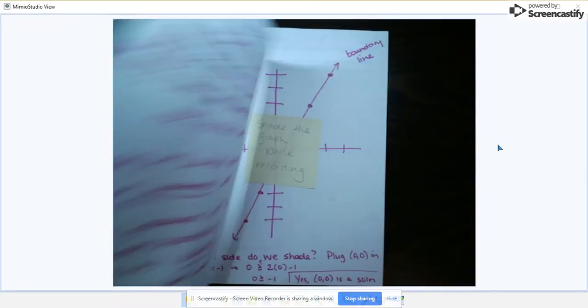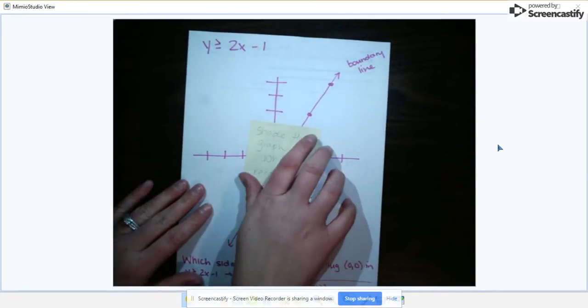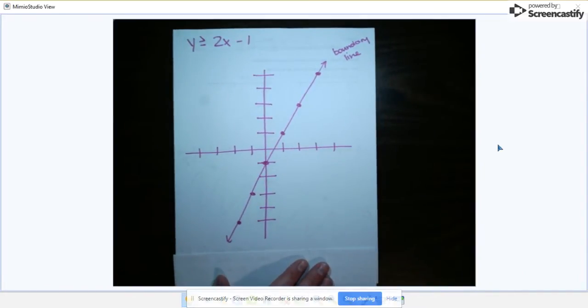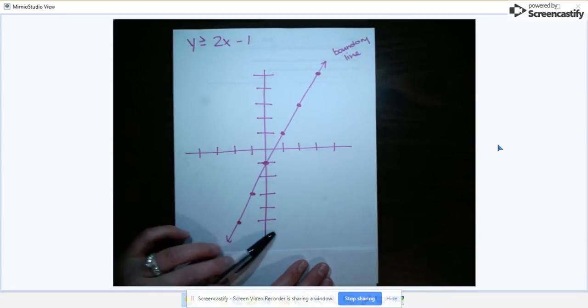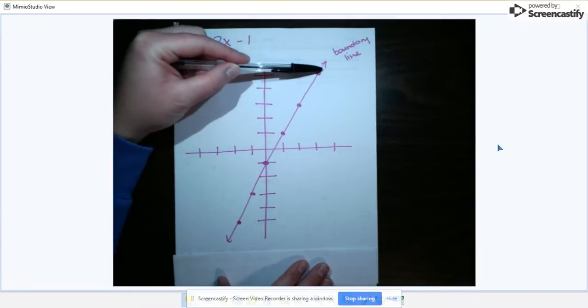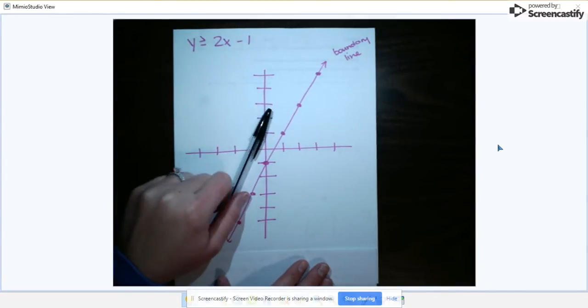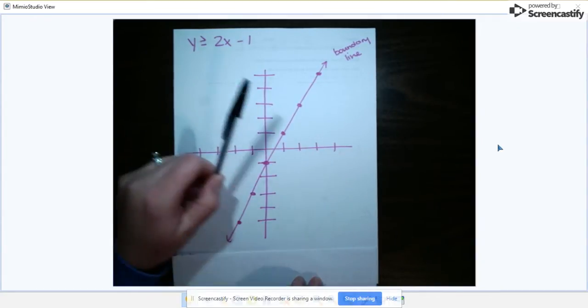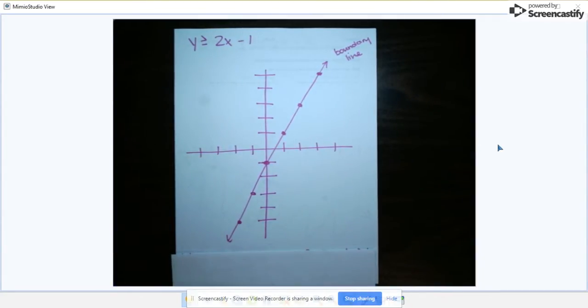So let's look at an example. Here I have y is greater than or equal to 2x minus 1. I went ahead and graphed that line like we know how to. And now we have to decide which of these half planes to shade. Like I said, the line is our boundary line and it splits the plane into two halves. We have this half and we have this half. Each of these halves is called a half plane. So we have to decide which half plane to shade.